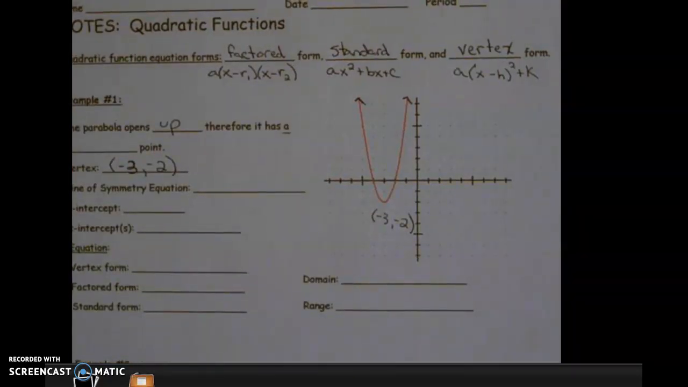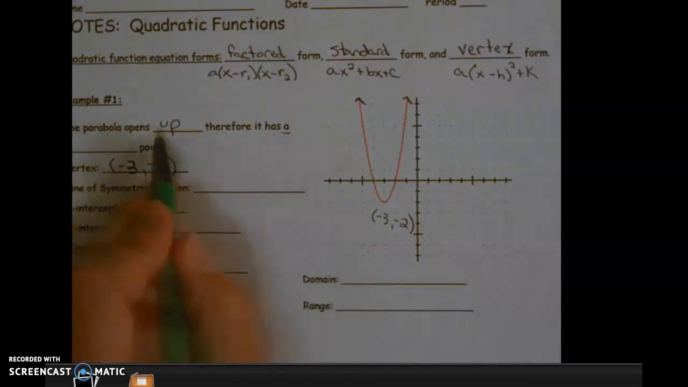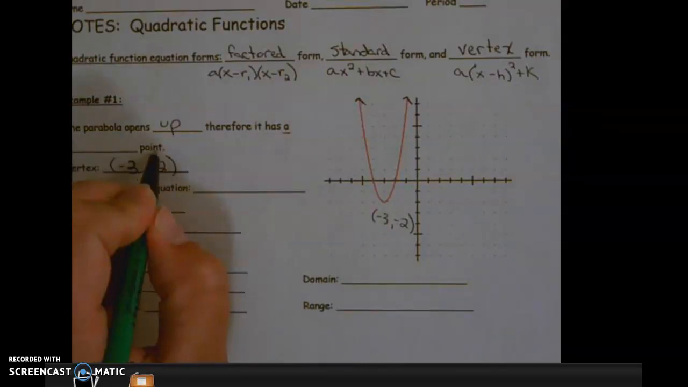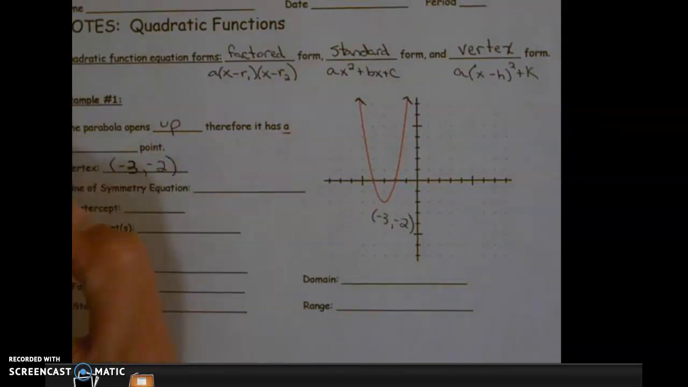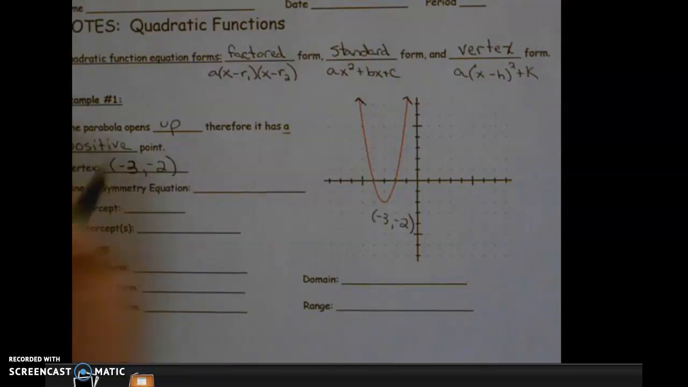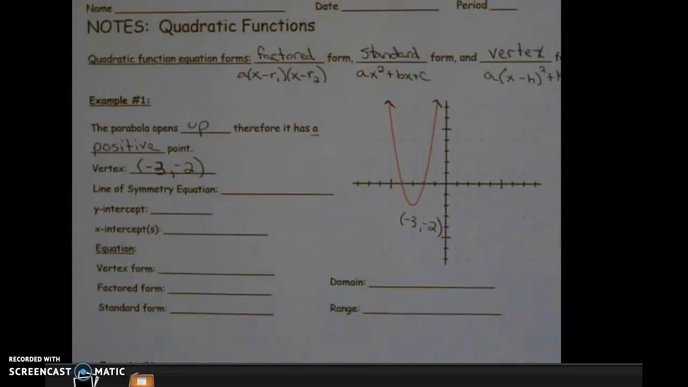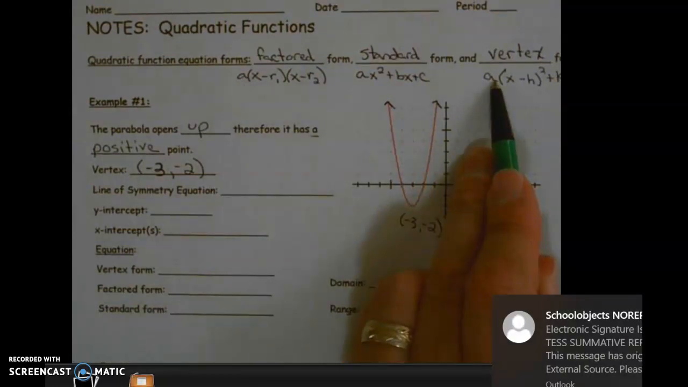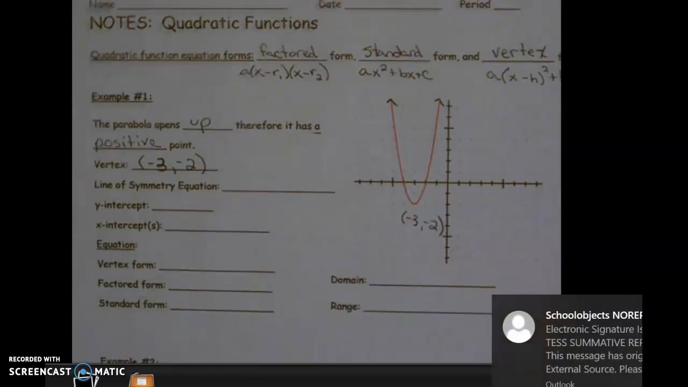Okay, so since this is pointing up, the a value is going to be positive. The a value in all of these forms is going to be positive if it is opening up.